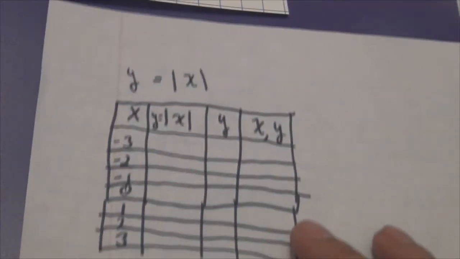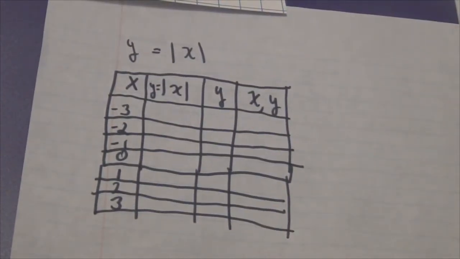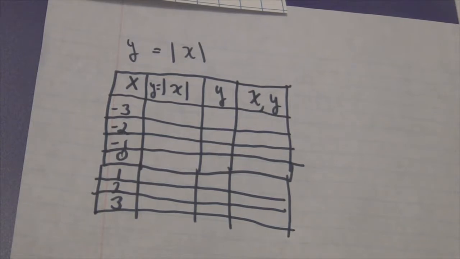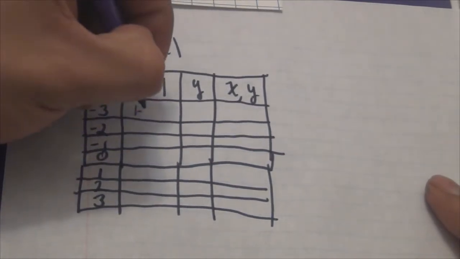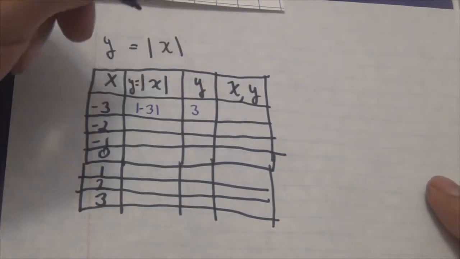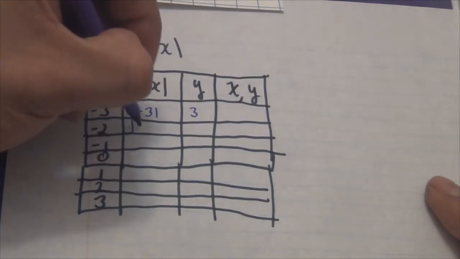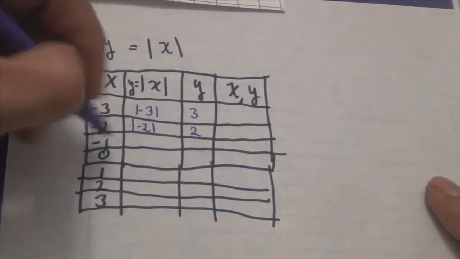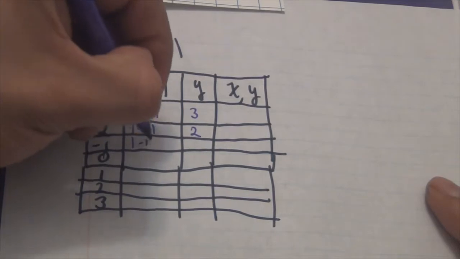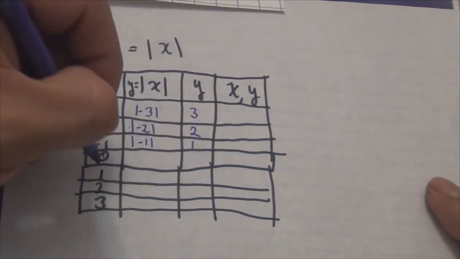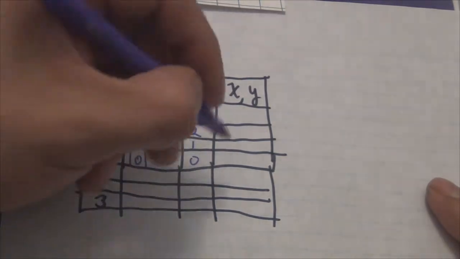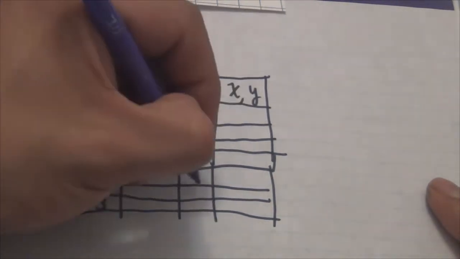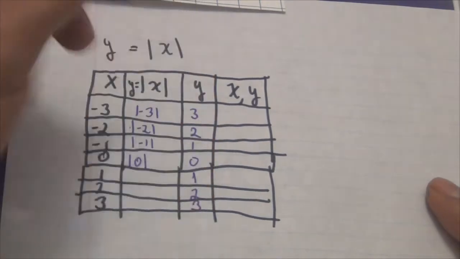Oh, okay, good. It looks like a very disgusting graph, and guess what? I don't care. So let's talk about it. When x is -3, what is the absolute value of -3? 3. When x is -2, what is the absolute value of -2? 2. When x is -1, what is the absolute value of -1? 1. When x is 0, what is the absolute value of 0? 0. Absolute value of 1? 1. Absolute value of 2? 2. Absolute value of 3? 3. It's always positive, right?